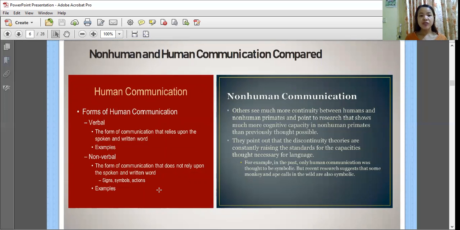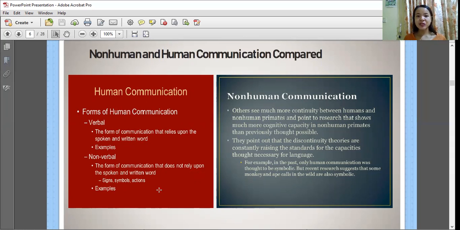Human communication has a form for verbal, the form of communication that relies upon the spoken and written word. For example, when I speak, you hear the sound and I can write it in sentences or words also. And for non-verbal, the form of communication that does not rely upon the spoken and written word, like showing a sign or symbol or action. We can just show our gesture or our action or sign without talking, or we can use it with deaf people.